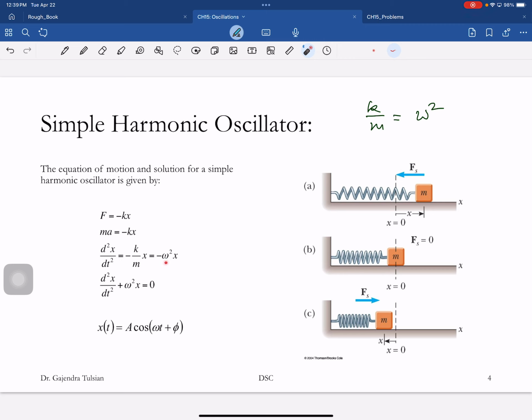So there is omega squared, and we'll bring it to this side. And what is this? This is a differential equation governing the behavior of the position of the mass: d squared x(t) by dt squared plus omega squared x(t) equals 0.